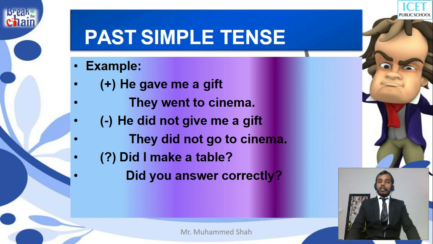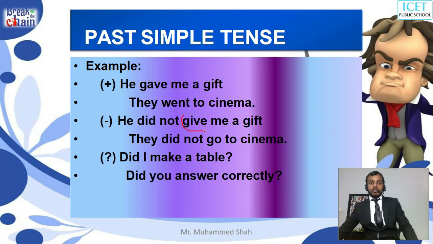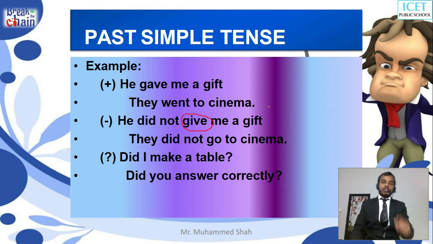He did not give me a gift. That is the negative sentence for that. He did not give me a gift. So here it is not "gave", okay. Not "did not gave", no need. Did not give, because we already used the past form "did", so there is no need to use "gave" again, okay. He did not give me a gift. Then, they did not go to cinema.